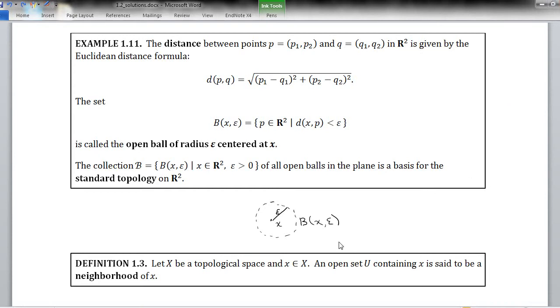So that's illustrated right down here. The open ball of radius epsilon centered at x is the set of all points P whose distance from x is less than epsilon. Okay. If we take the collection B of all such open balls of radius epsilon centered at any x in the plane, that is a basis for a topology on R2 called the standard topology.